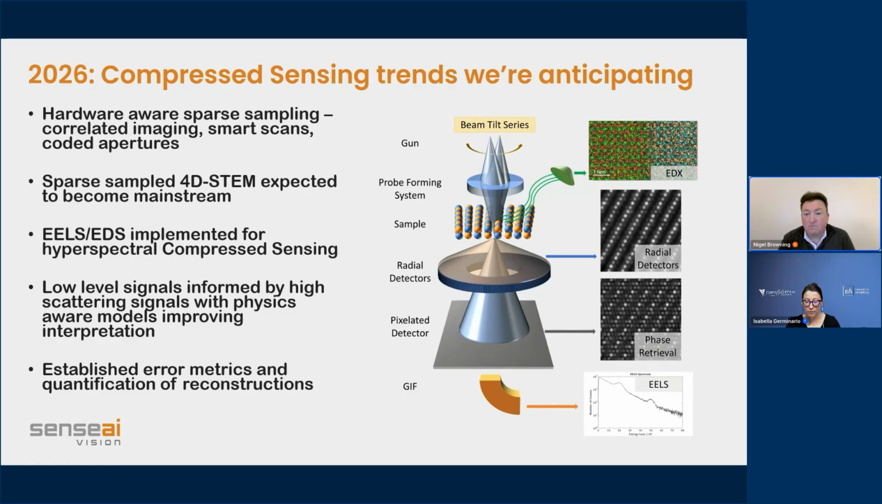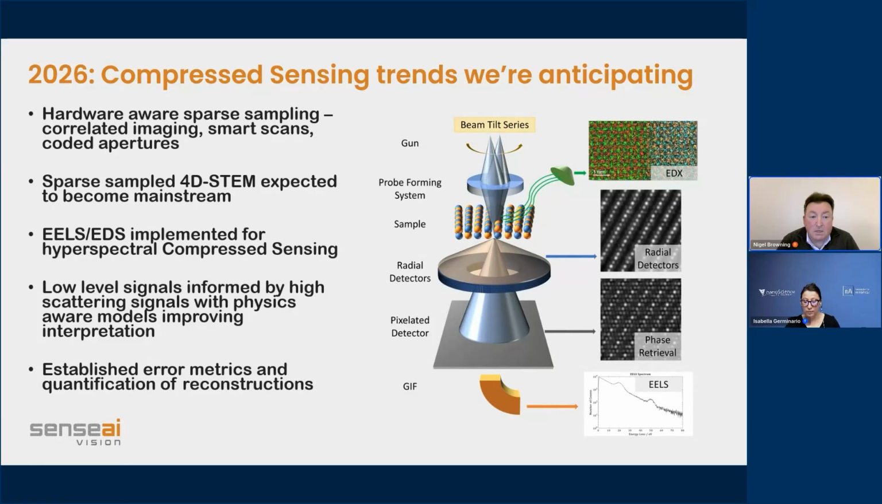EDS, EELS, those are things that are already used in many experiments for material science. And so there's no reason why those can't be implemented within the sparse sampling. Those are examples that are already underway, and I'll show an example towards the end of this presentation. But essentially, when you get into hyperspectral imaging, you can think of having both 4D STEM, EELS, EDS, all at the same time, all combined to give you those images.